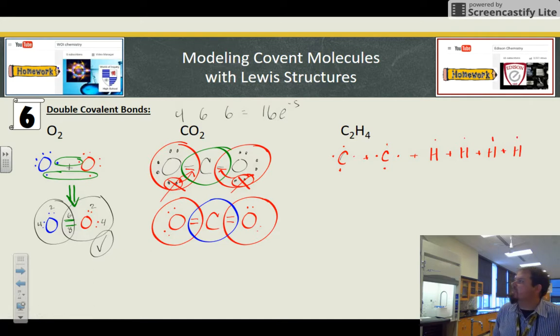Nope. Right? So let's make a bond between the carbons. So I'm going to do this. Okay, that's that one. And then let's put some hydrogens on there. Okay, so I'm going to put 2 hydrogens on each carbon. Let's do that. So I'm going to put a hydrogen up here, a hydrogen up here, a hydrogen over here, a hydrogen over here.